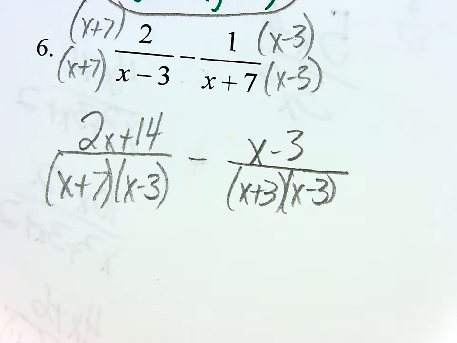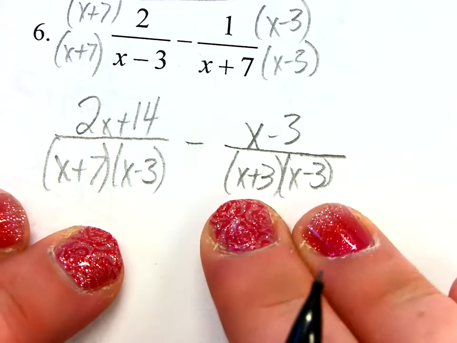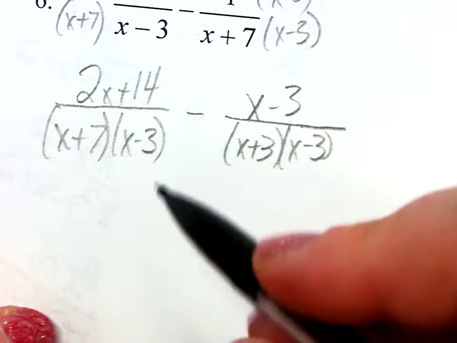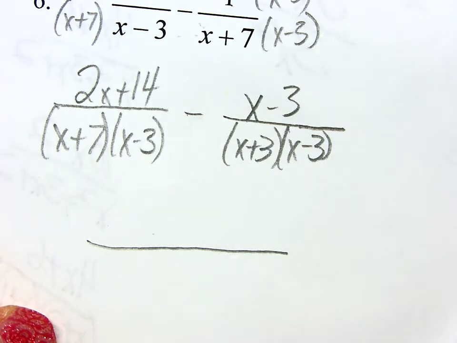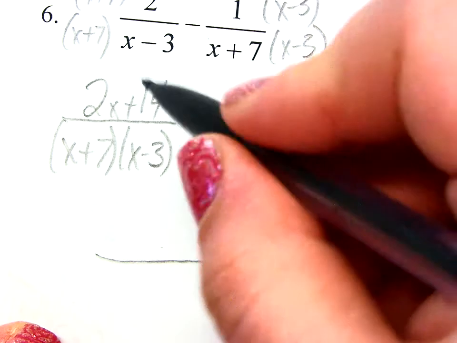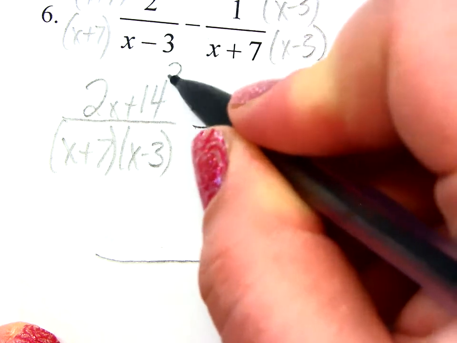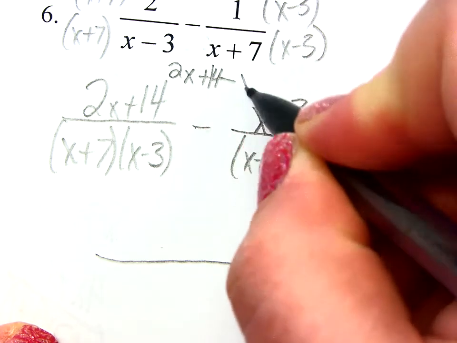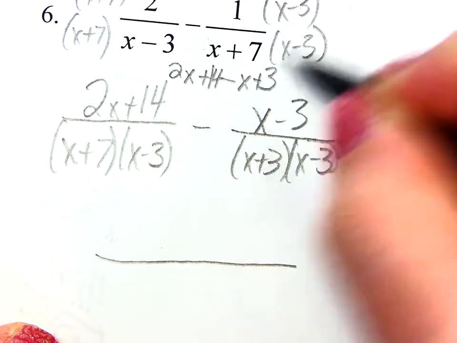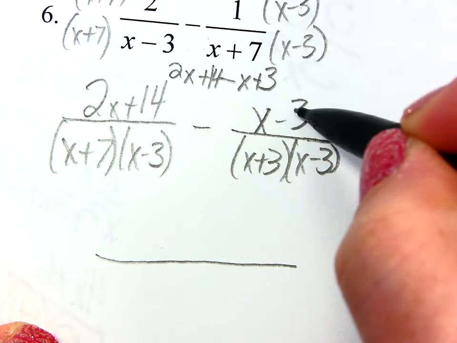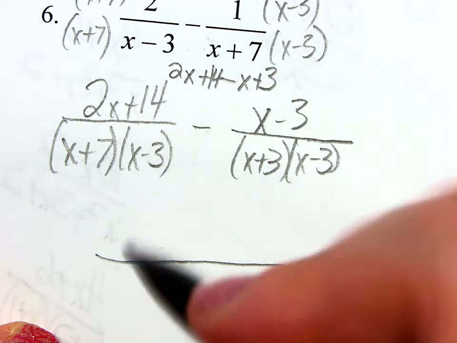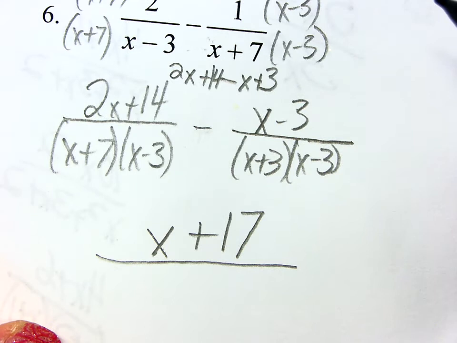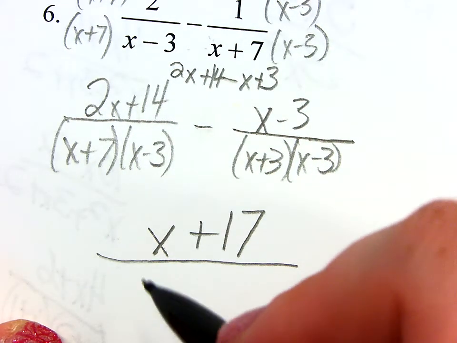Now I want to add or subtract like I normally would. I have common denominators, so now I'm going to go ahead and do the subtraction. What you're really doing, and it's helpful to rewrite it, is 2x plus 14, minus x minus 3, right? Because you have to subtract both of these. So that's how I end up with x plus 17. Did you get x plus 17 in the numerator?